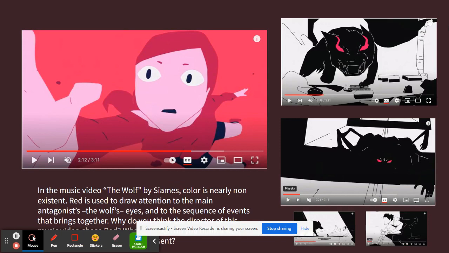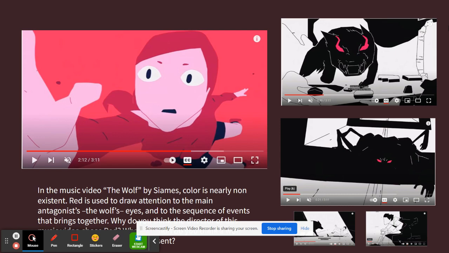Another music video reference here. In the music video The Wolf by Siamis, color is nearly non-existent. Almost the entire music video is in black and white. However, red is strategically used throughout the music video to draw attention where the director wants you to look. In the black and white sections of the video, the wolf's eyes, he's the antagonist, the bad guy of the video, have these glowing red eyes, and that's the only color you have on the screen.